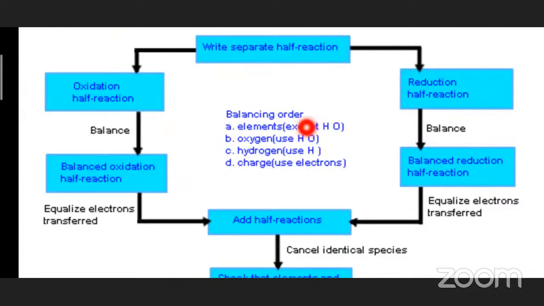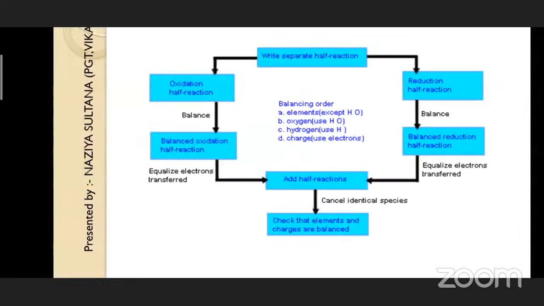We have to balance the elements except hydrogen and oxygen. That means the metals like chromium, potassium, whatever metal elements are there, those we have to balance. Then comes the balancing of oxygen, and at last we have to balance the hydrogens. And finally, we have to balance the charge. We will go through an example, then you will understand it better.